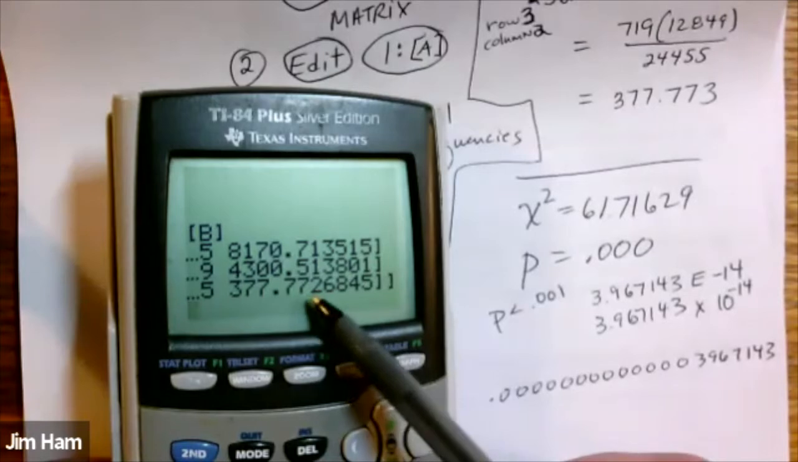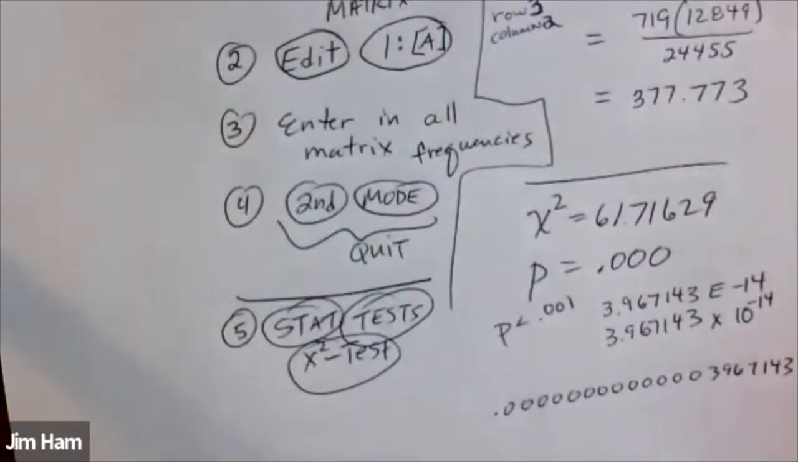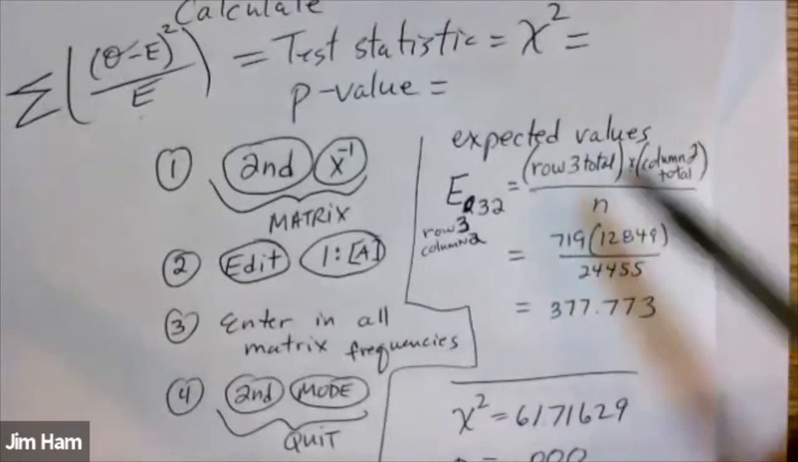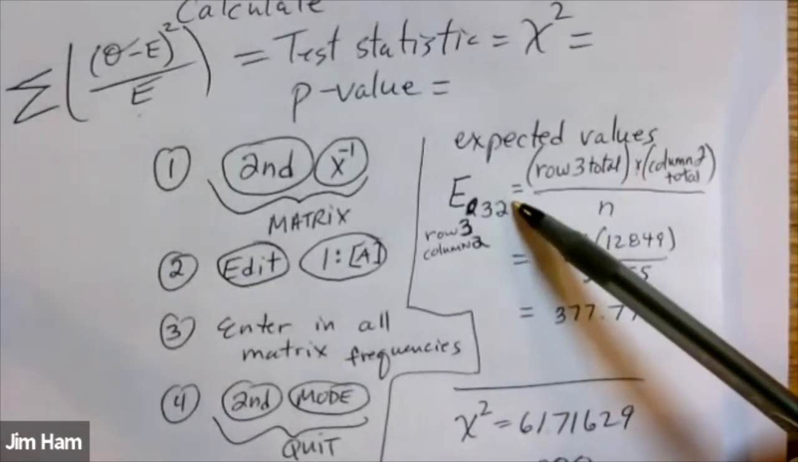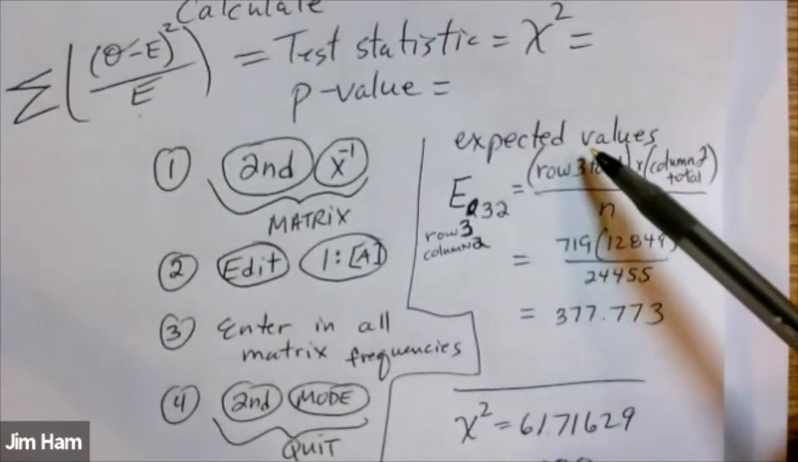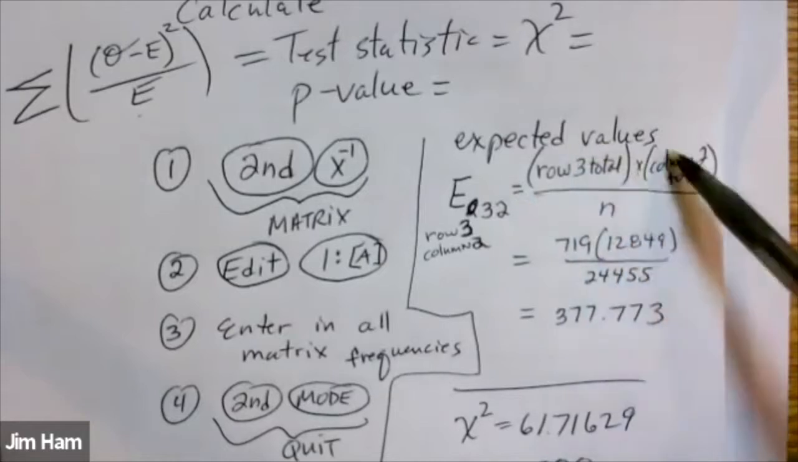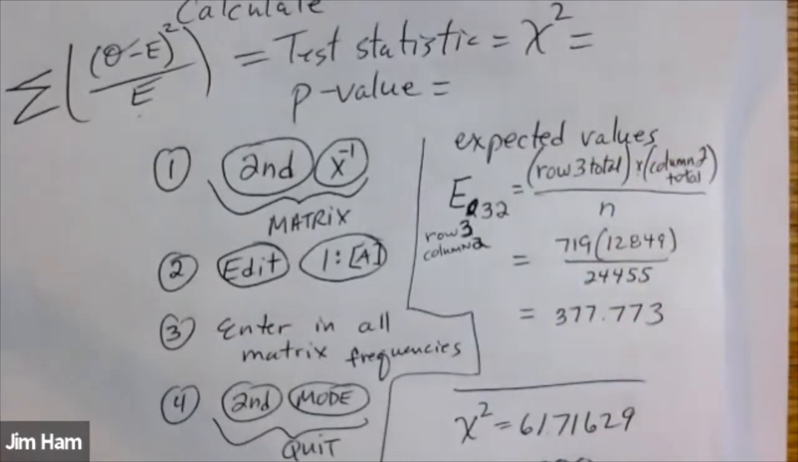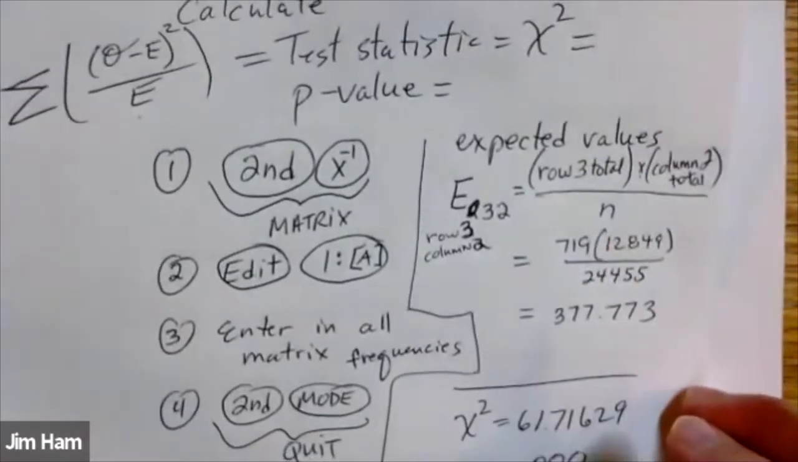There it is. So if you're asked to calculate an expected value, you know how to do it. Wherever that cell is located, multiply the row total times the column total on the top, and then divide by the total. And that gives you the expected value.